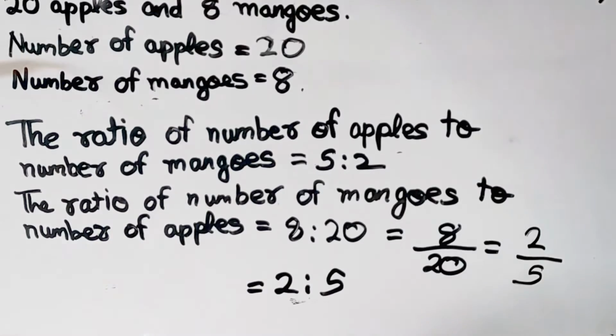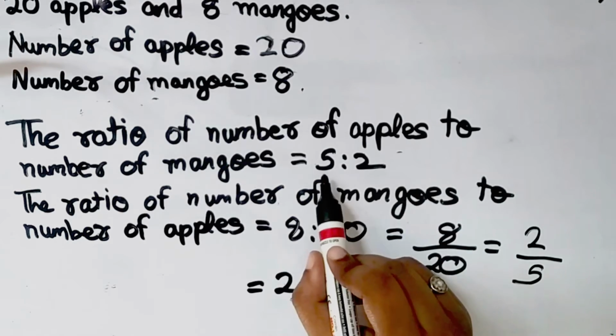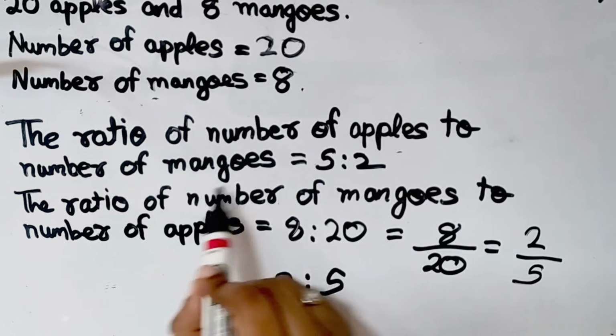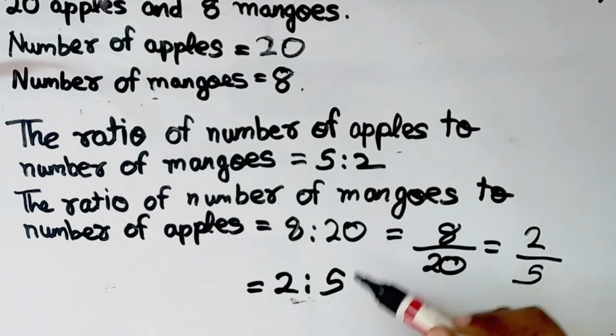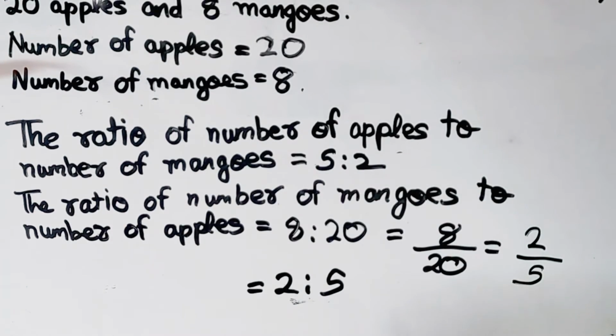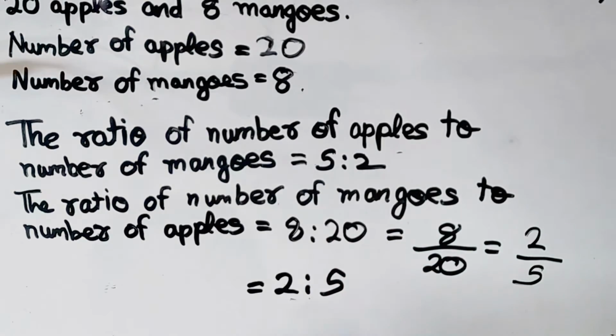So when finding the ratio, remember which quantity is given first, that will come first, and the quantity which is given second, that will come second. This is how you will find ratios. Ratios are useful for comparing quantities. This is how you will write the ratio, and we read this as 5 is to 2, and this we will read as 2 is to 5.